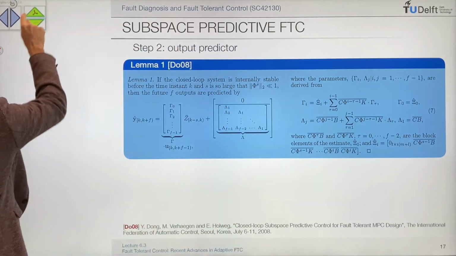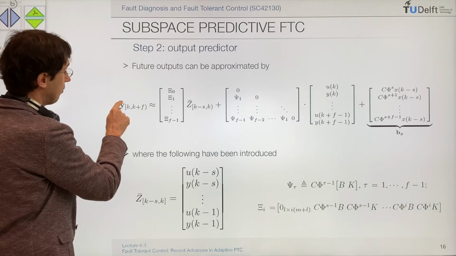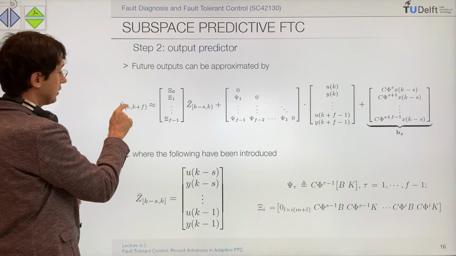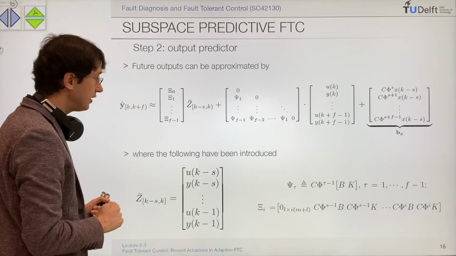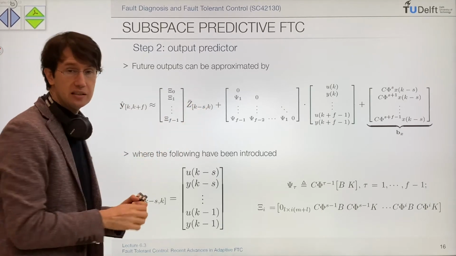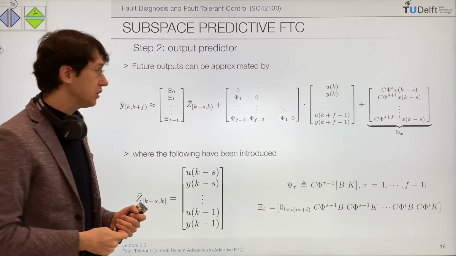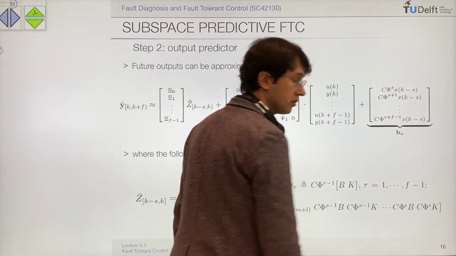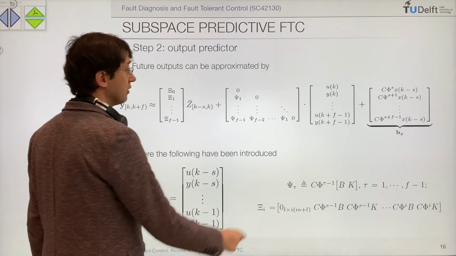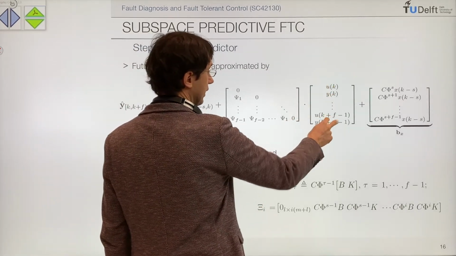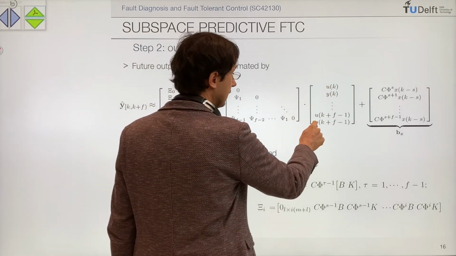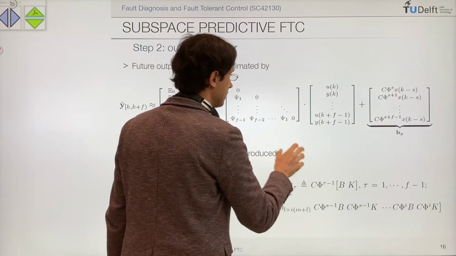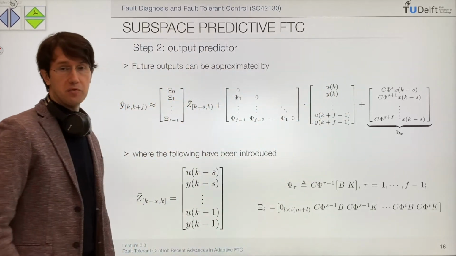So look back at this one. Here we had y over time window k to k plus f, depending on things in the past that likely we know, we measured. Depending on things in the past that we don't know, so the state, but also depending on things in the future, including the output itself. So this is not something that we can directly compute.